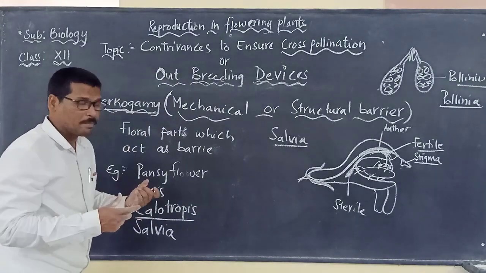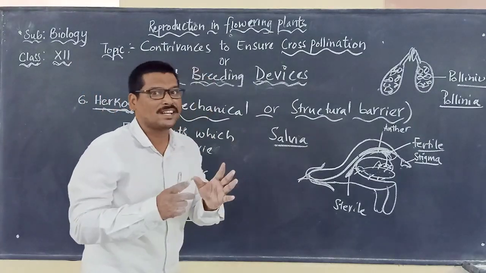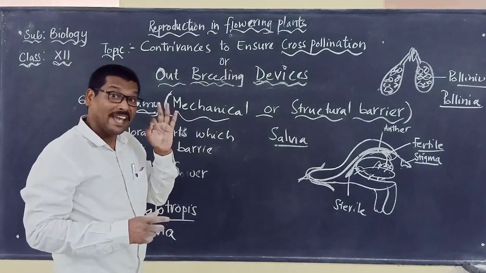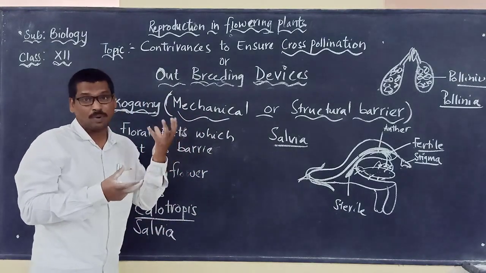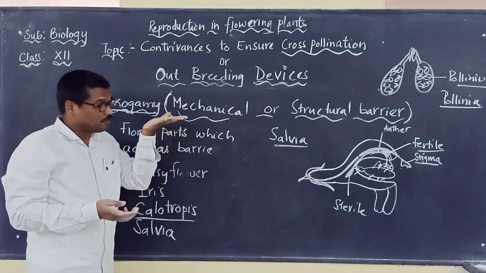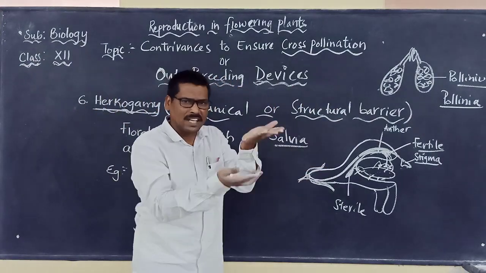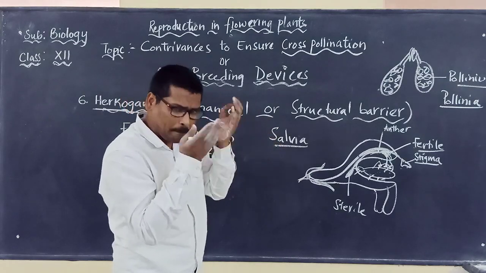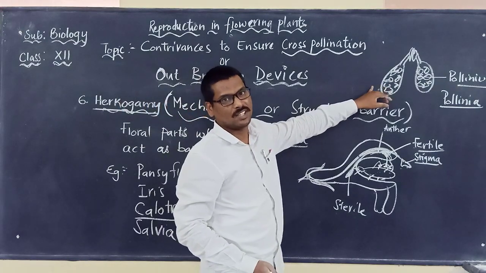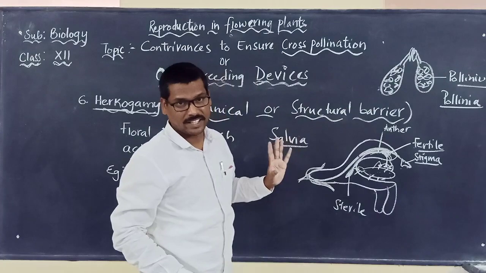Calotropis. So what happens here is that it compulsorily requires what? An agent to carry these pollen grains from the male part to the female part, that is, to the stigma, because they are not in close association. Compulsorily it requires the insects.